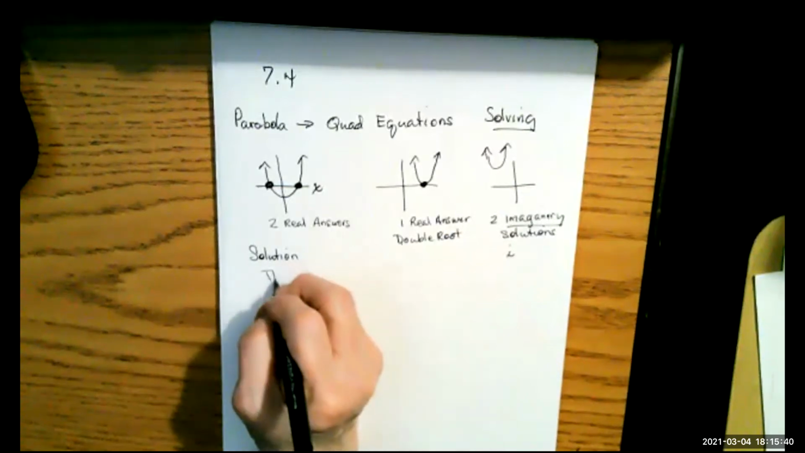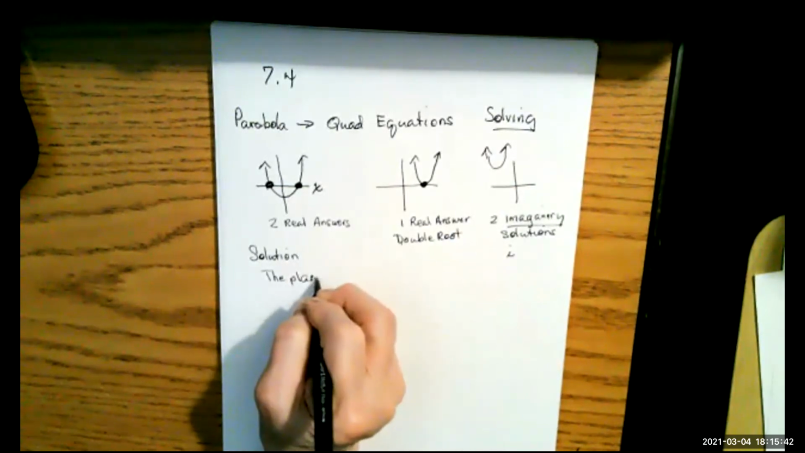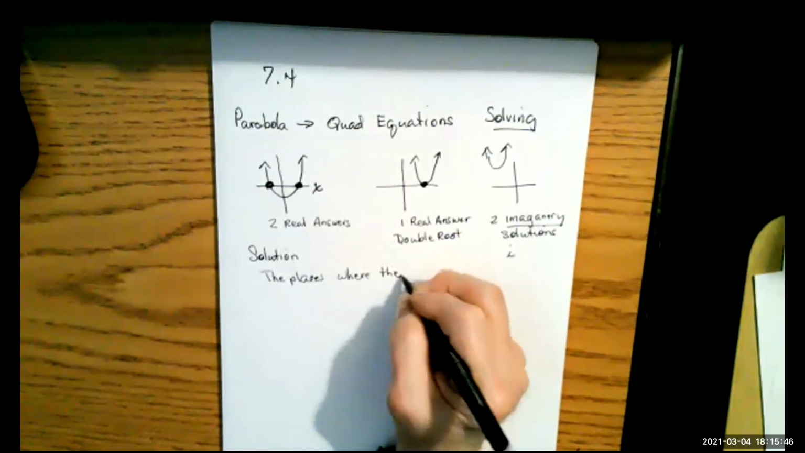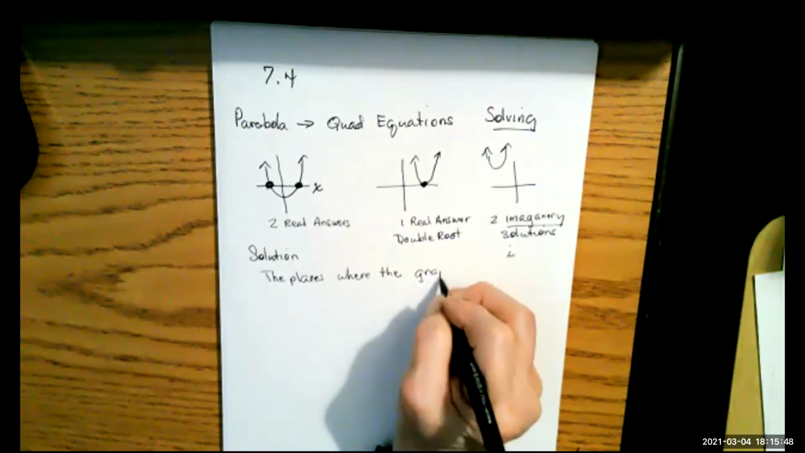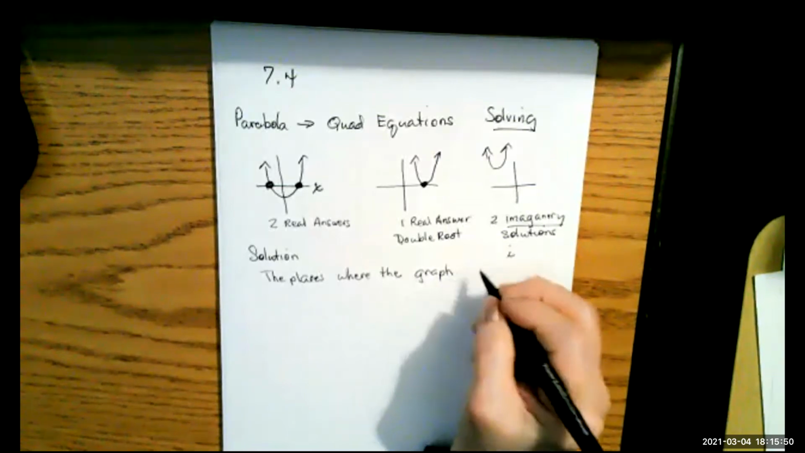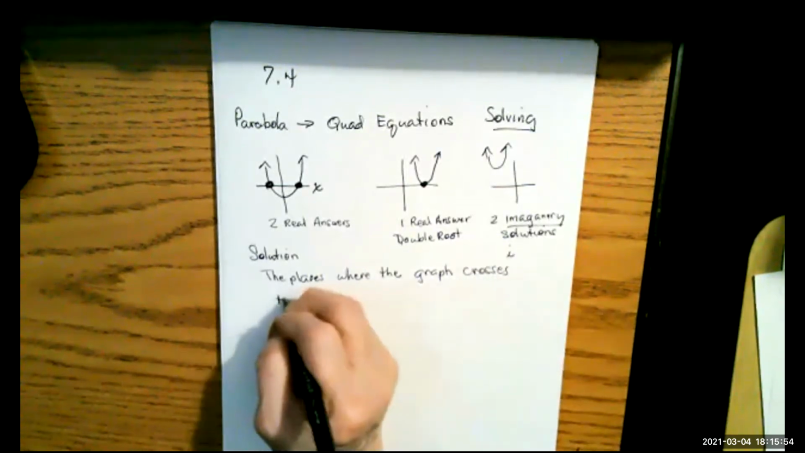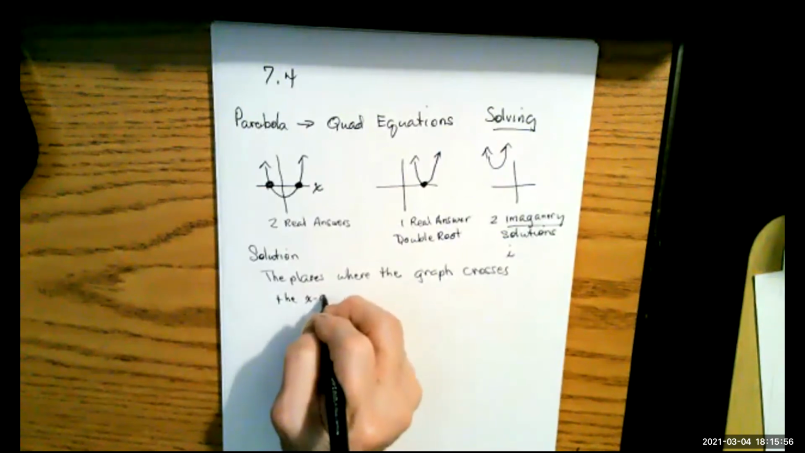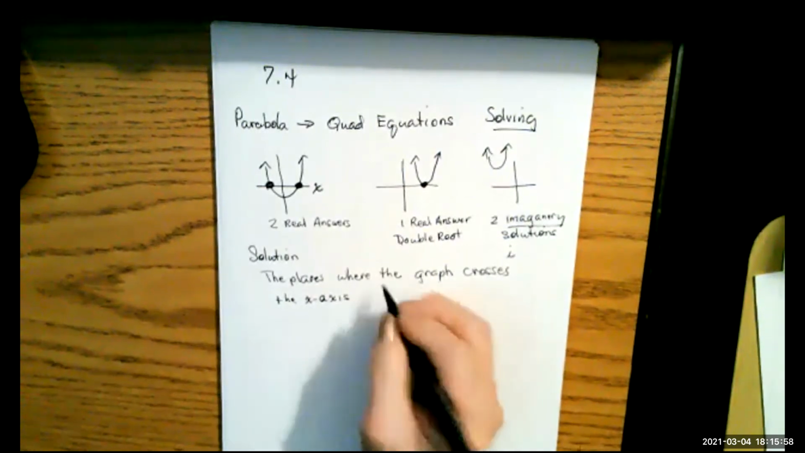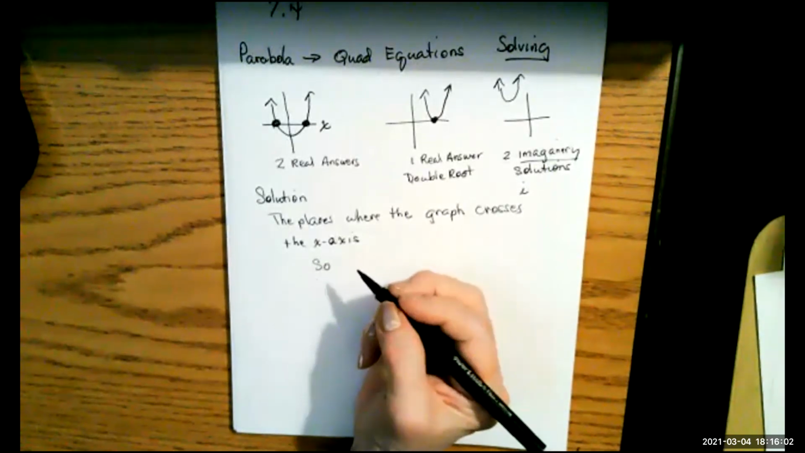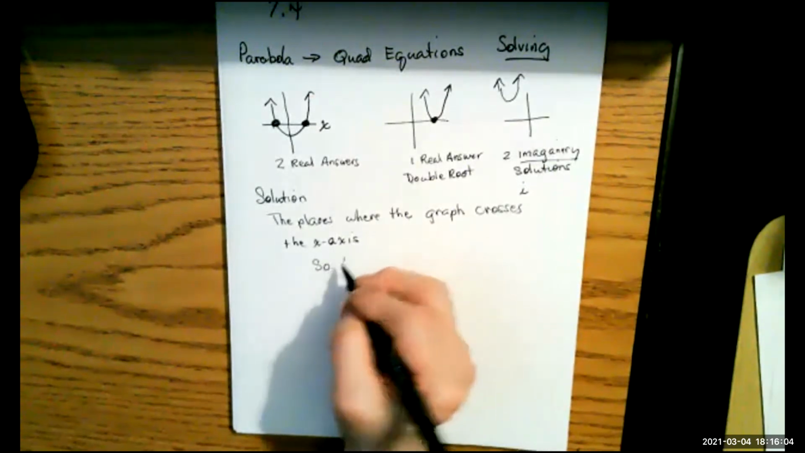The places where the graph crosses the x-axis. That's what we're looking for. And those have many names, and they're interchangeable, and your author loves to give you a different one each time.